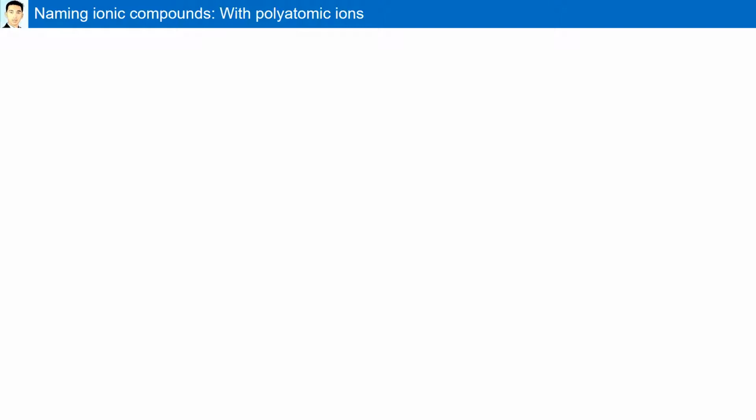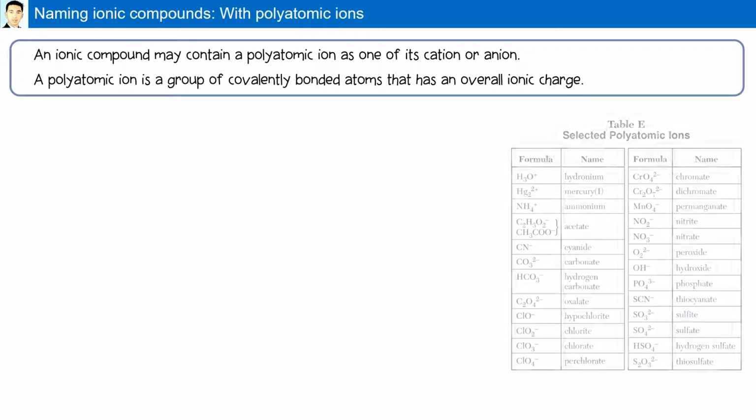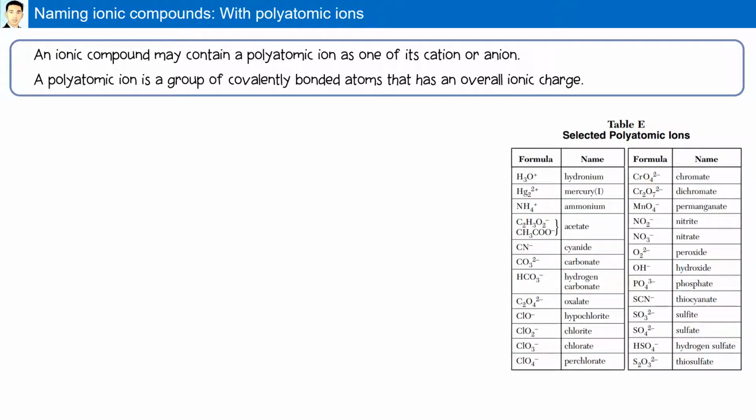Naming ionic compounds with polyatomic ions. An ionic compound may contain a polyatomic ion as one of its cation or anion. A polyatomic ion is a group of covalently bonded atoms that has an overall ionic charge. In reference table E of the chemistry reference tables, we have selected polyatomic ions and their charges.